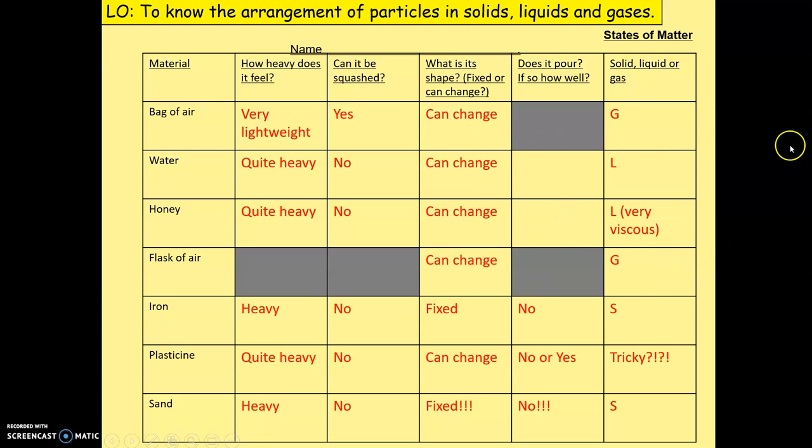Okay? A bag of air is very light. Water is quite heavy. Now, studies have shown that water actually has the strength of a concrete. Imagine landing on a concrete. Okay? That is how strong water is. Okay? Honey, remember the word I said, viscous. Okay? Honey is very viscous, so it's thick. And iron is heavy. Okay? Plastic is quite heavy. And sand is heavy.